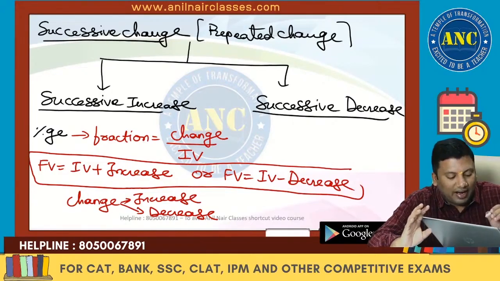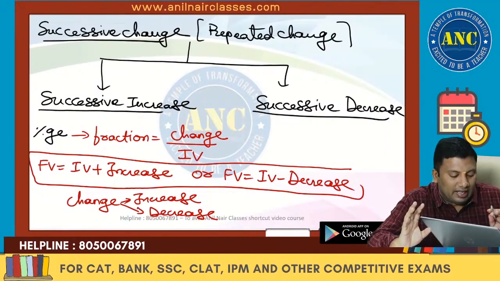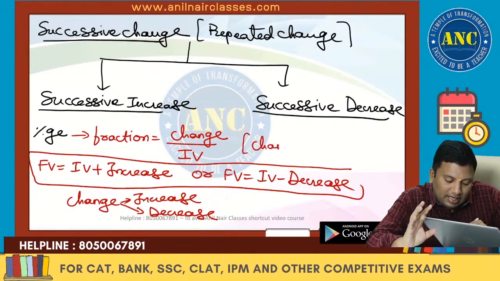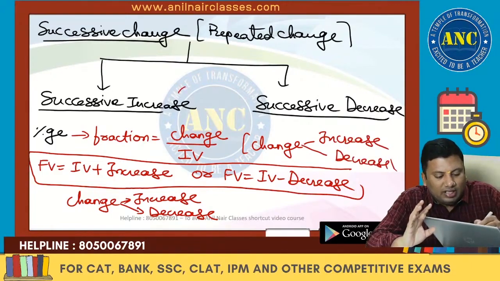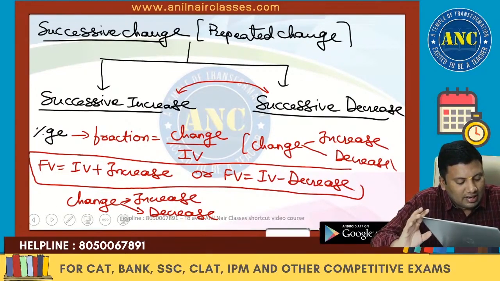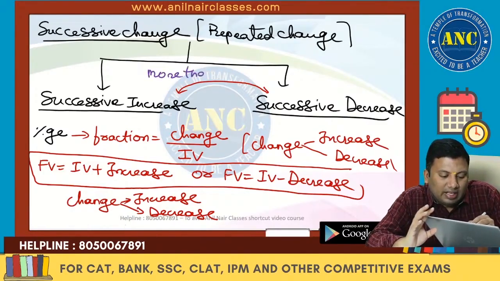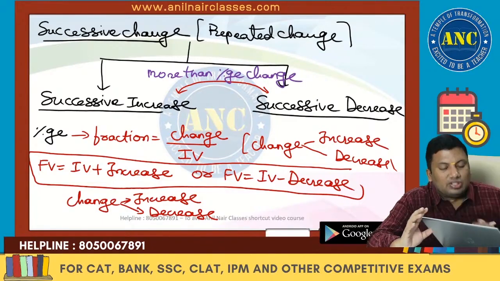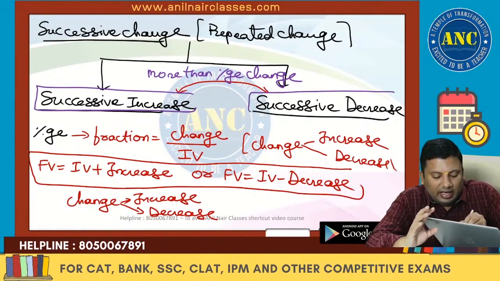If only one fraction is given, the fraction could be an increase in value or a decrease in value. That will be clearly stated in the question. These successive increase or successive decrease ideas are used when there is more than 1% change. This concept is used for repeated change in values, repeated increase in values, repeated decrease in values.